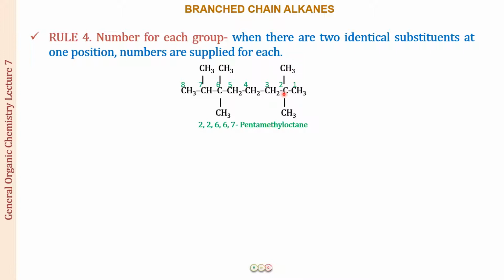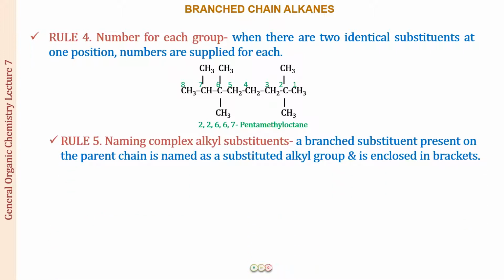So at position number 2 we have 2 methyl groups, at position 6 we have 2 methyl groups, at position 7 we have 1 methyl group. So for all of them you have to give a number. It is not that if there are 2 methyl groups present on the same carbon, you will just omit one of them. You will not be writing this as 2,6,7 pentamethyl octane. You have to write it as 2,2,6,6,7, a number for each substituent. I hope this is clear.